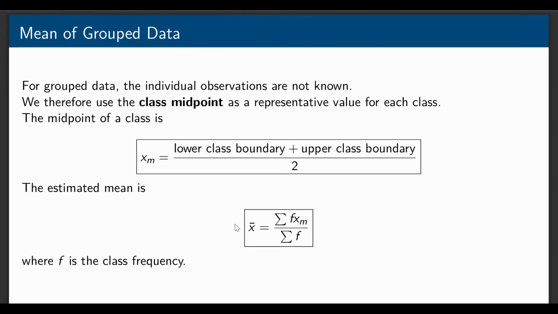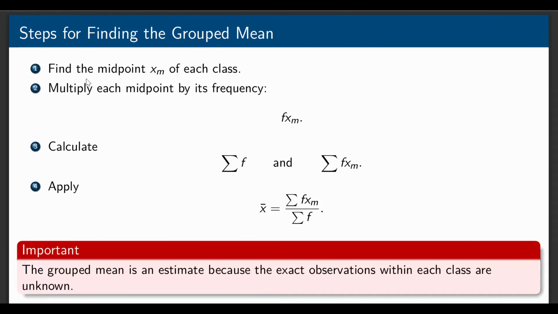The estimated mean is x bar equals the summation of f xm all over summation of f, where f is the class frequency and xm is the class midpoint. So what are the steps? First of all, find the midpoints of each class. Multiply each midpoint by its corresponding frequency. Now find the total frequency and the total f times x, and then apply this formula.